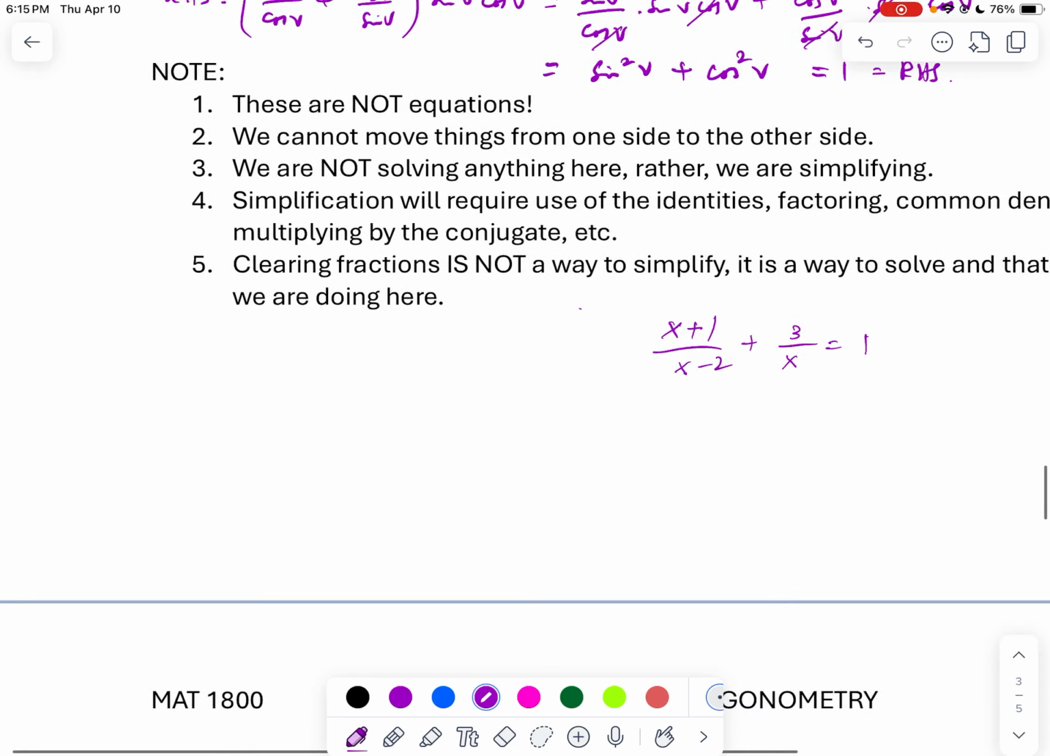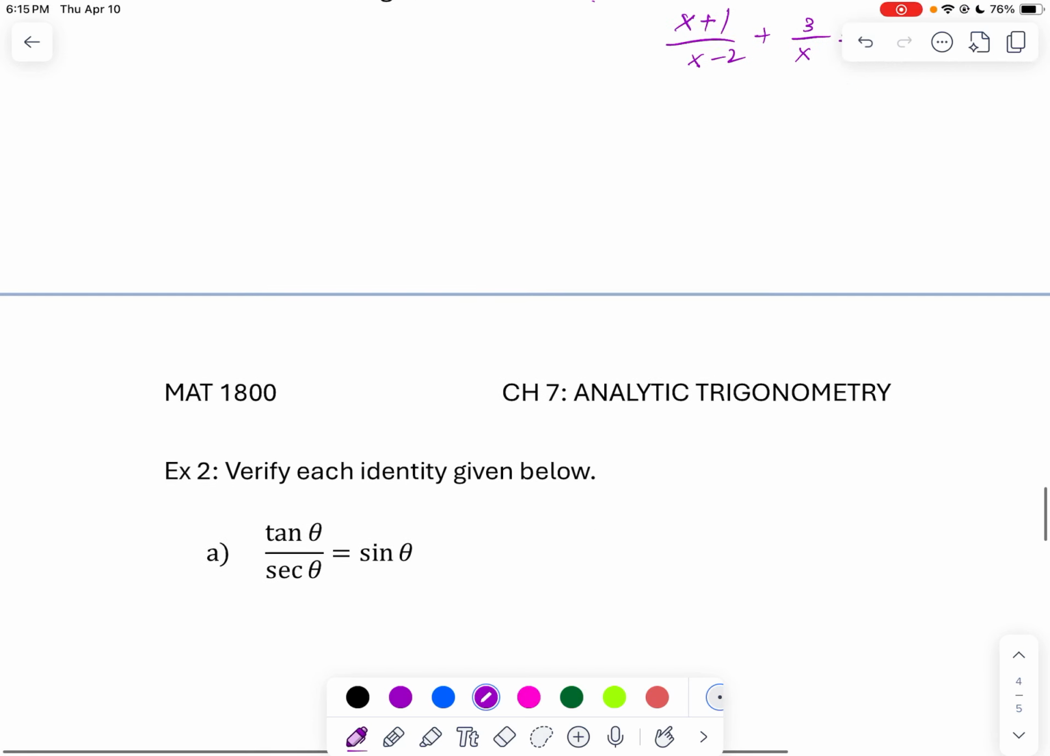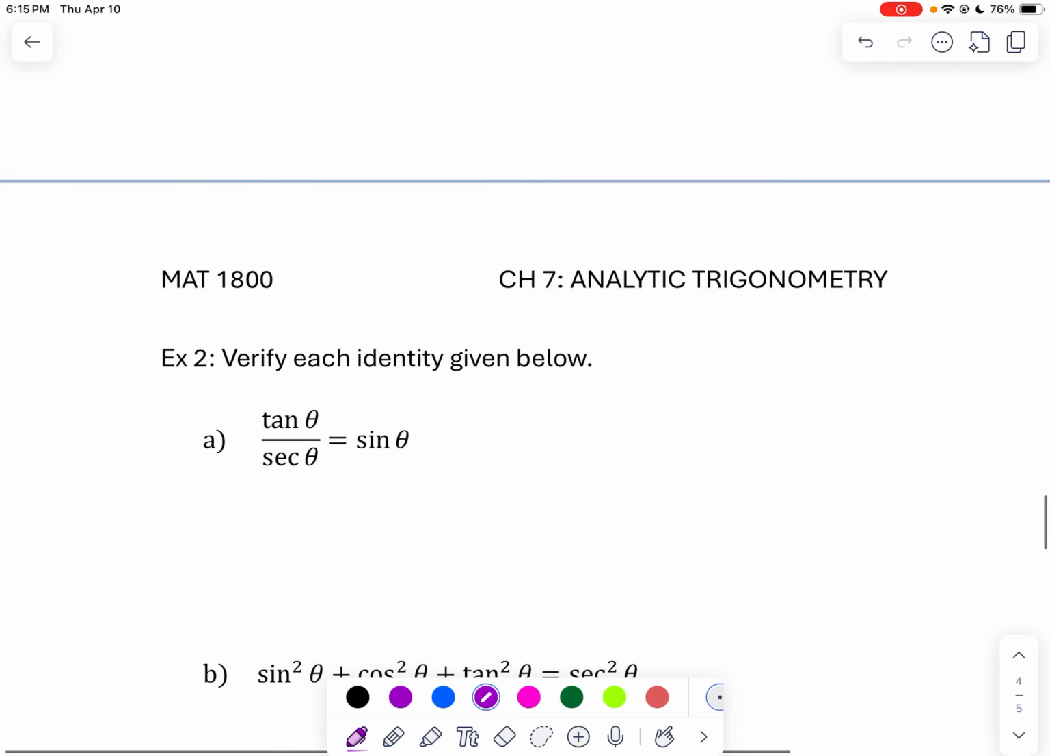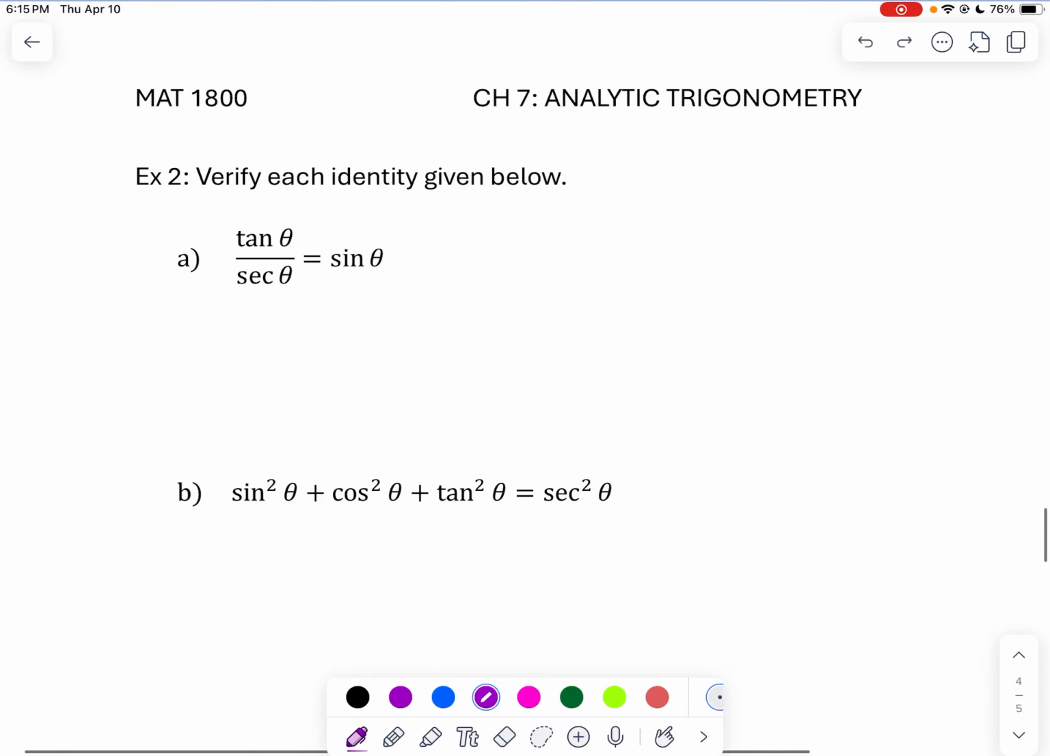So let us look at the first one. Here the first is Verify, Example 2: verify each identity given below. The first one is tangent of theta over secant of theta equals sine theta. Actually, we have had this in the previous problem that we did in simplification, but now we have to show that the left hand side is equal to the right hand side. So you can start with the left hand side.